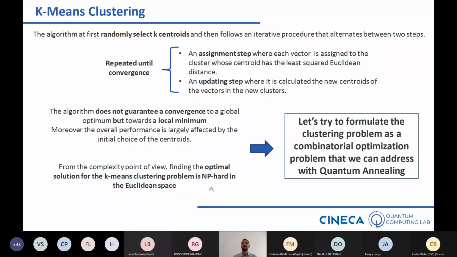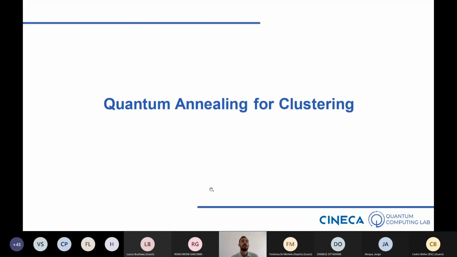So this is a good candidate, and what we want to do is to try to formulate the clustering problem as a combinatorial optimization problem that we can address by annealing, simulated annealing or quantum annealing. But the aim here is to convert it to a QUBO problem. Okay, let's see this one.